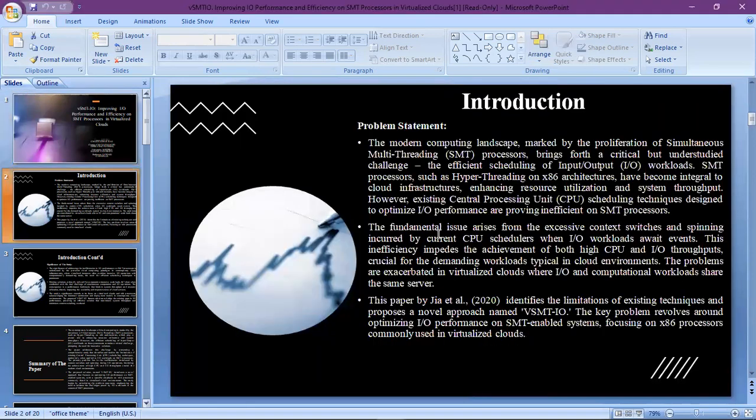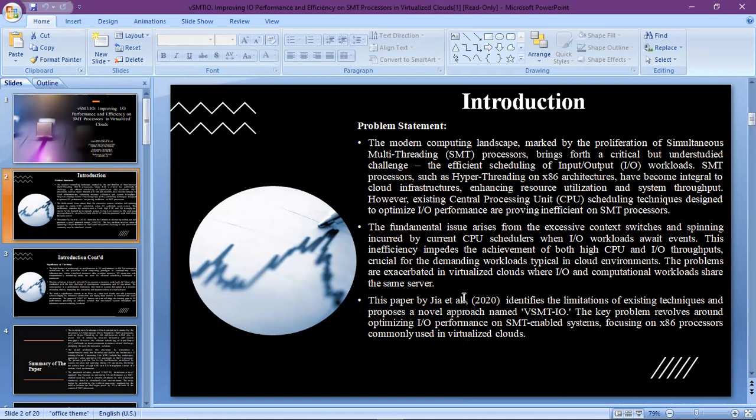Coming to the main introduction of this part, the modern computing world, with its widespread use of simultaneous multi-threading, SMT in short, processors like hyper-threading on x86 architectures presents a significant yet overlooked challenge: efficiently scheduling input and output workloads. SMT processors are crucial for cloud infrastructures, improving resource utilization and system throughput. However, current central processing unit CPU scheduling techniques optimized for I/O performance are proving ineffective on SMT processors.